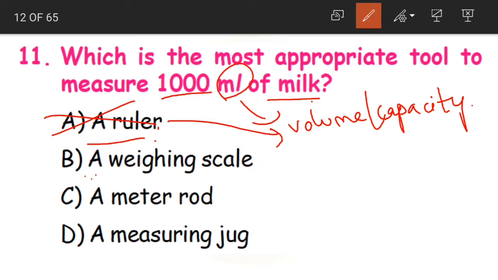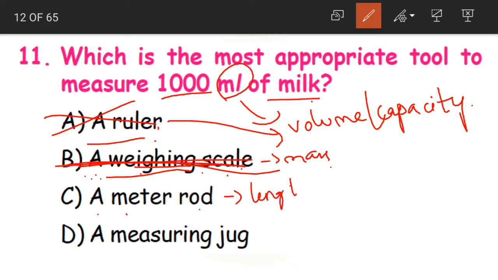Next we have option B, a weighing scale. Again, a weighing scale is used to measure the mass of the objects. So that is why option B also becomes wrong. Next, option C, we have a meter rod. A meter rod is again used to measure the length.